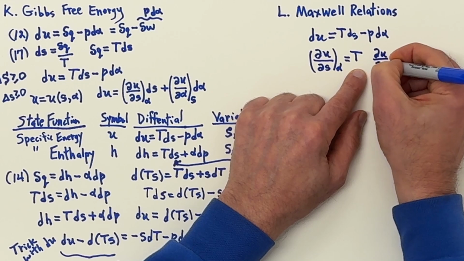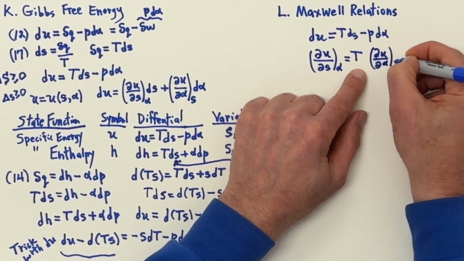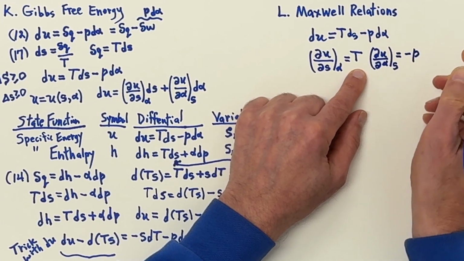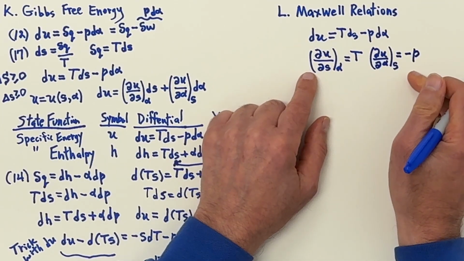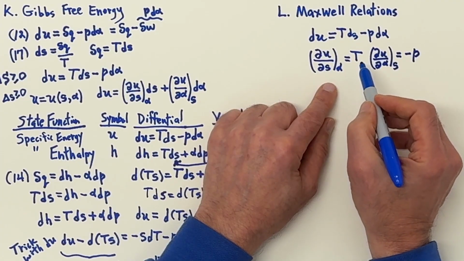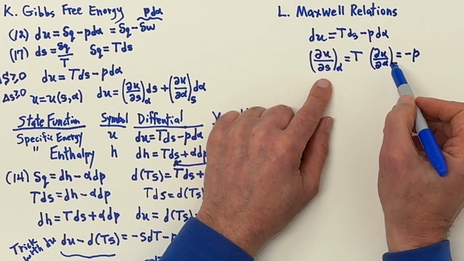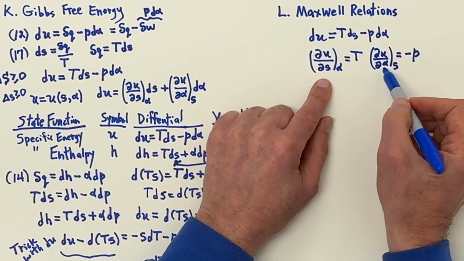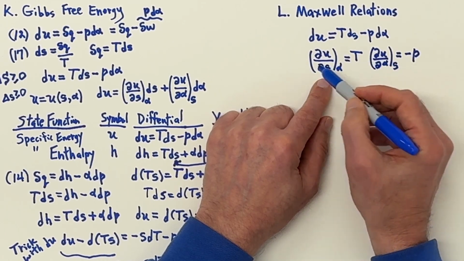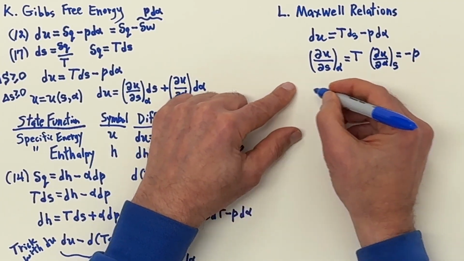du d alpha at constant s is equal to minus p. Now we're going to get the Maxwell relations by this trick. If we take the second derivative, here we're going to take the next derivative, like this derivative, d alpha, that partial derivative at constant s, we're going to do that on this side now. So if we take the d alpha at constant s, we'll have this.